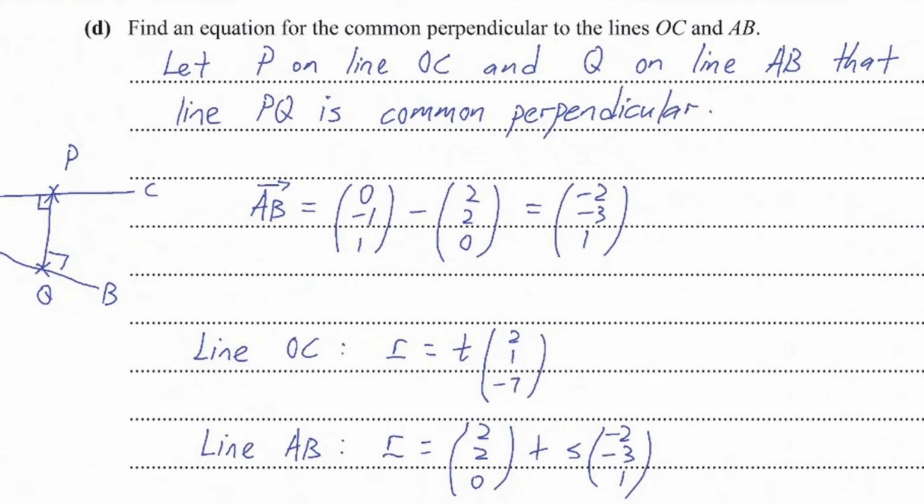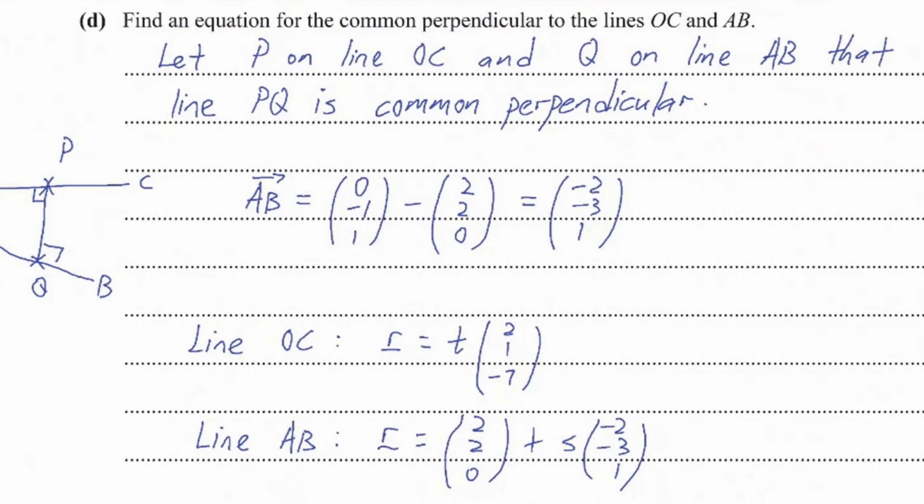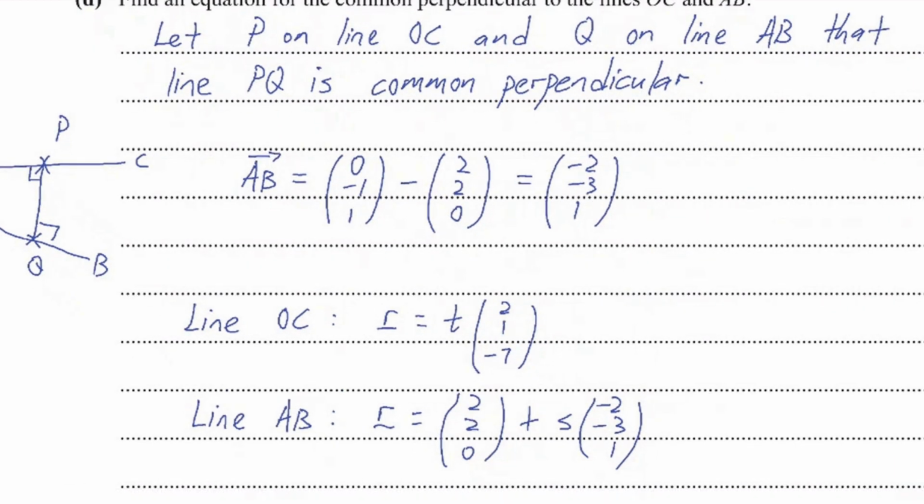So you can see the last one. Surprisingly, it's a very long question, a 10-mark question, and it's the last question of the paper. Find an equation of the common perpendicular to the lines OC and AB. So we need to find the equations for the lines OC and AB first. OC is very simple. It passes through the origin, so the point is 0, and then we have t times the direction of OC. The easiest direction of the line OC is the vector OC itself.